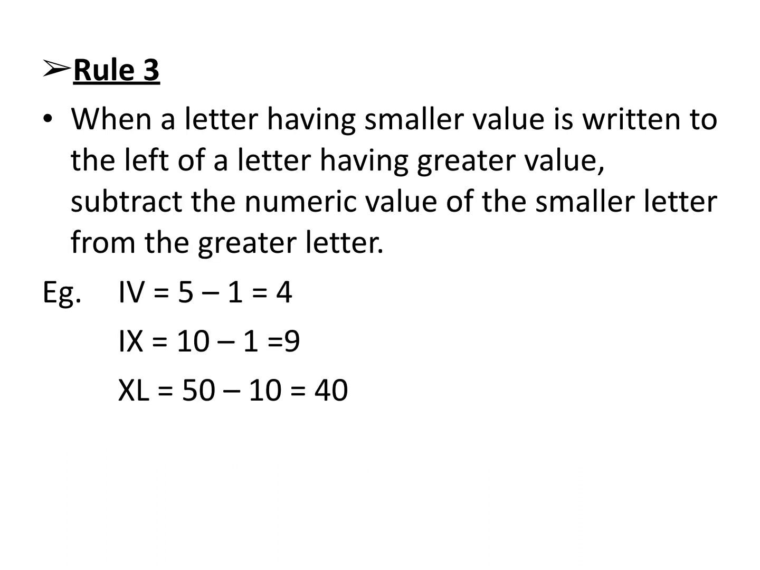For the next rule, when a letter having smaller value is written to the left of a letter. You see the example here, V, then on the left side I. What is the meaning of that and how to get the number here? Subtract the numeric value of the smaller letter from the greater letter. That means here 5 minus 1, that is equal to 4. For representing 4 we write IV.